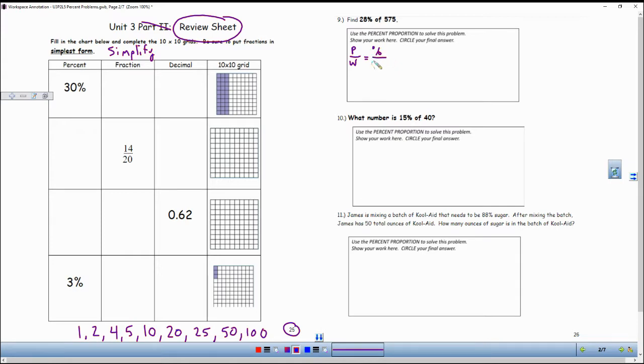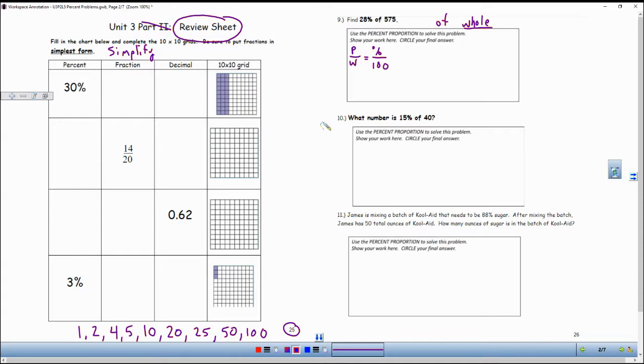Now, when doing a problem like this, you just got to be real careful as to know what kind of numbers you have. So you want to think, is this 28%, is that the percent part or whole? And then is the 575 the percent part or whole? Remember, keep in mind that when you see the word of, any number that follows the word of is the whole. So that may be a helpful hint for not only this page, but as you continue with the review sheet.